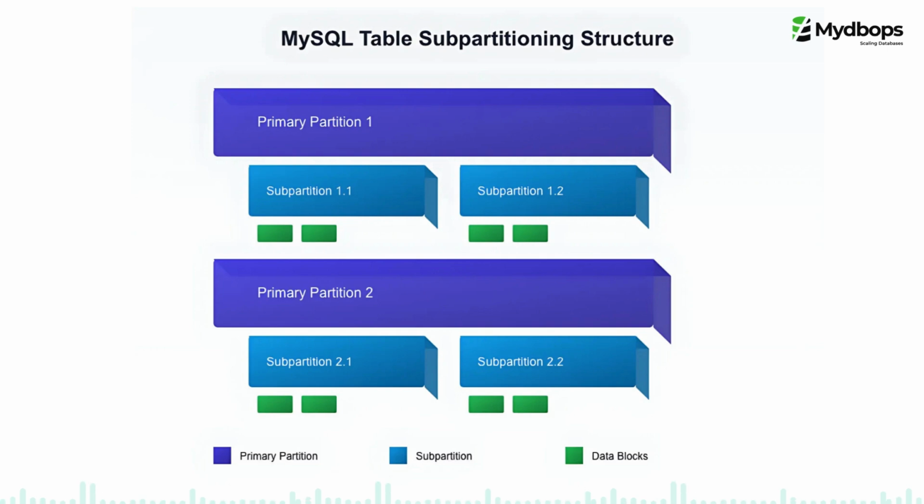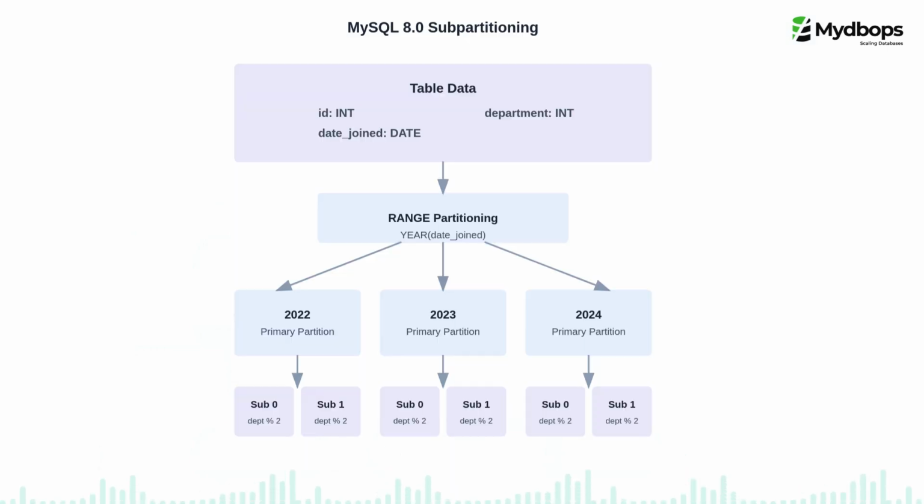Let's go back to that sales data example. You could partition by year using range, and then within each year, you could subpartition by month using hash. So finding the sales figures for July 2023 would be super fast. It's like adding laser precision to your data retrieval. That's a great way to put it.